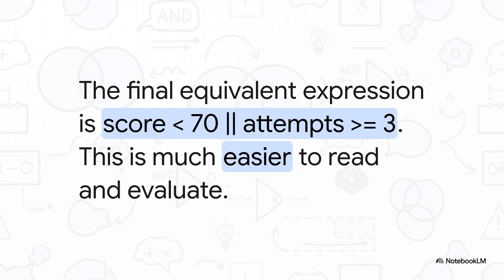And boom, there it is, the simplified expression. Score less than 70, or attempts greater than or equal to 3. Now the crucial point here is that this new version is logically identical to the original. It does the exact same thing. But just look at it. It's so much easier for a human to read and understand. Your brain doesn't have to do that mental gymnastics of processing a giant not wrapped around the whole thing. This is a huge deal.